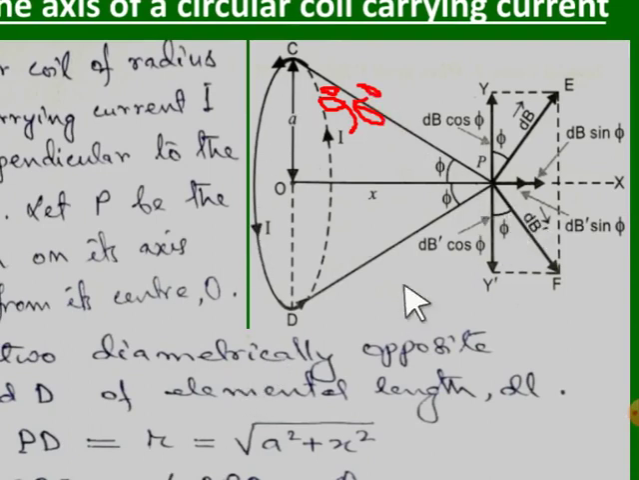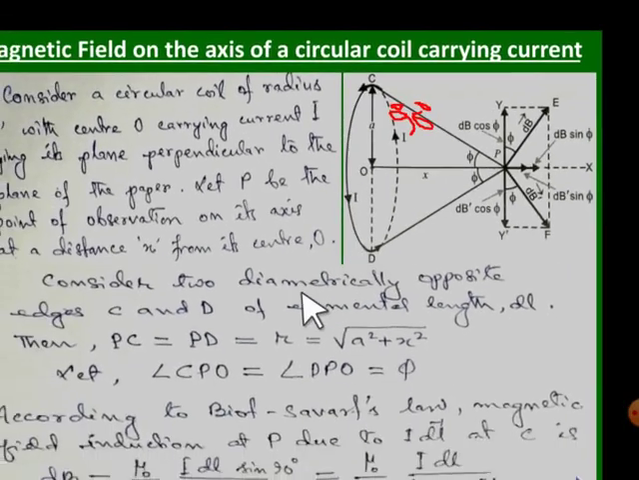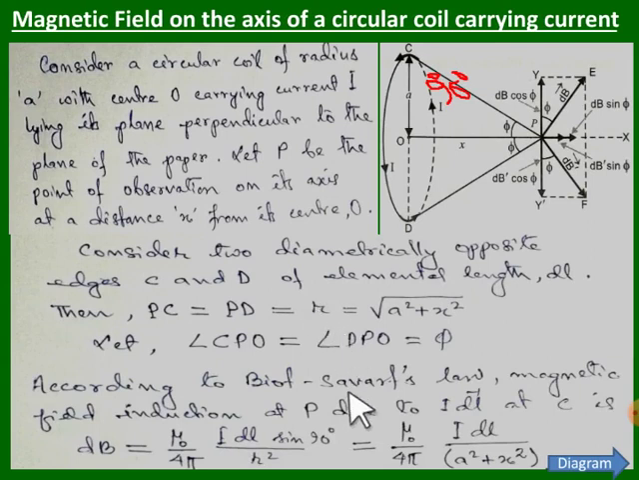CP or PC or PD are the same, because these are congruent triangles. OCP and ODP are congruent triangles, so naturally PC and PD are of equal length. So PC equals PD, let's mark it with r. That will be equal to root over a square plus x square, by using the Pythagoras theorem, right?